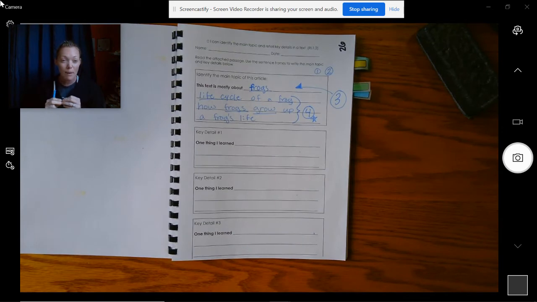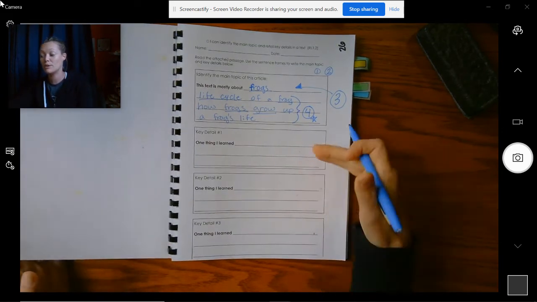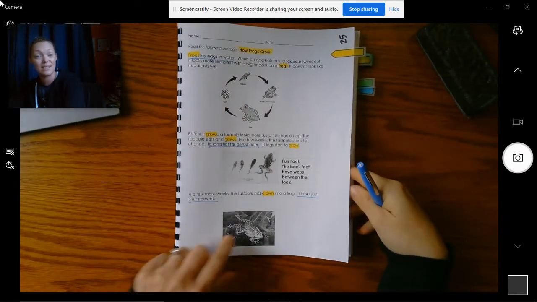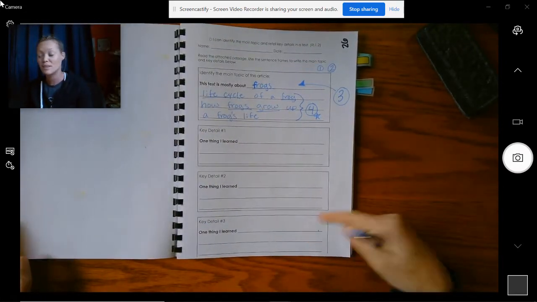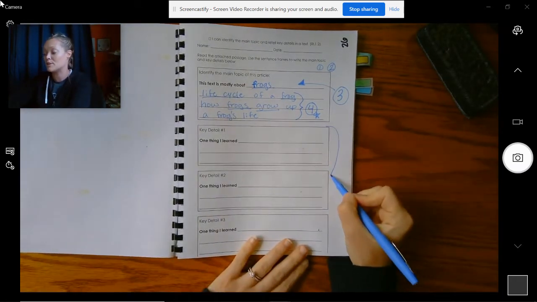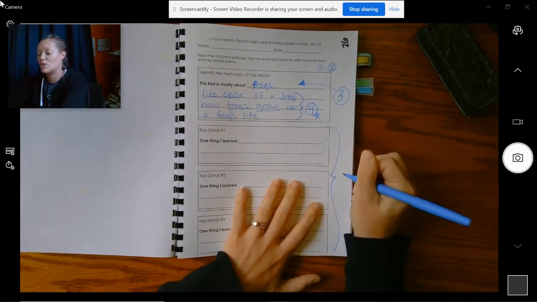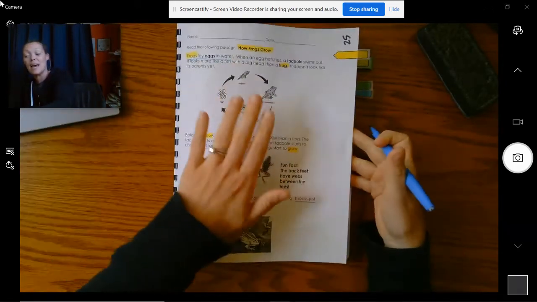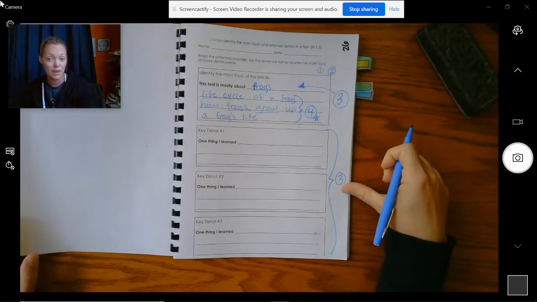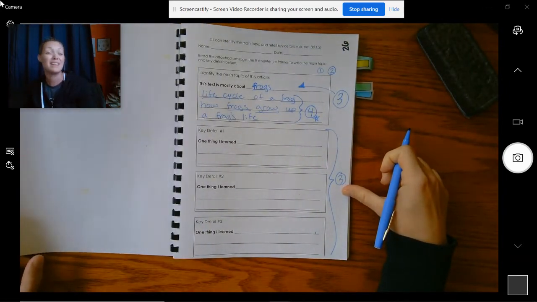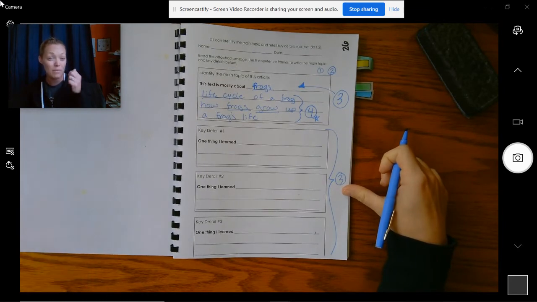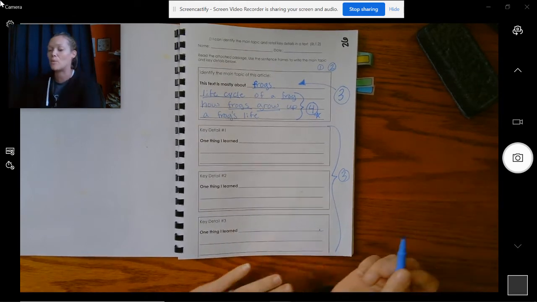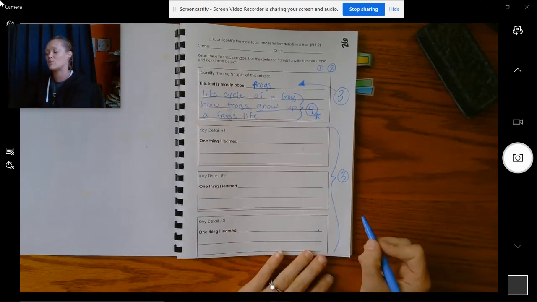What I saw some of my friends do. So whatever you wrote, if you can find those things in the text and you wrote 3 of them, then this part, your key details, would be a 3. If you came up with 3 facts from the text, that's a 3. If you came up with less than 3 facts from the text, like 1 or 2 facts, then that would be a 2. So you would give yourself a 2.